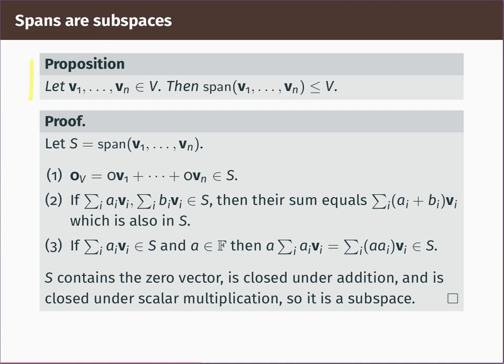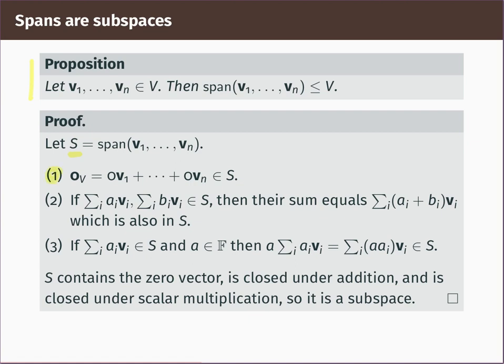So to prove that, we'll introduce a bit of notation to save us from writing out span v1 up to vn all the time. We'll just call that span S. And to prove that S is a subspace, we have to check the three subspace conditions. Number 1, containing the zero vector. Number 2, closure under addition. And number 3, closure under scalar multiplication. Let's do them one by one.